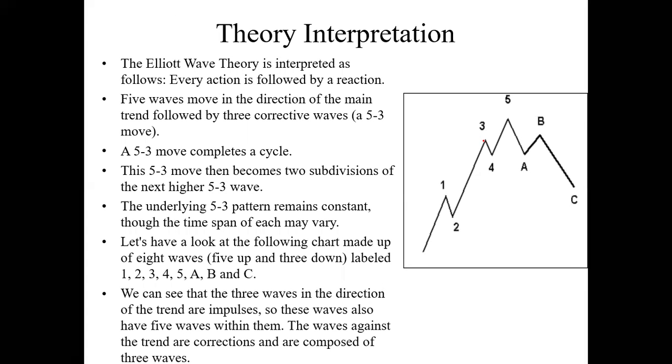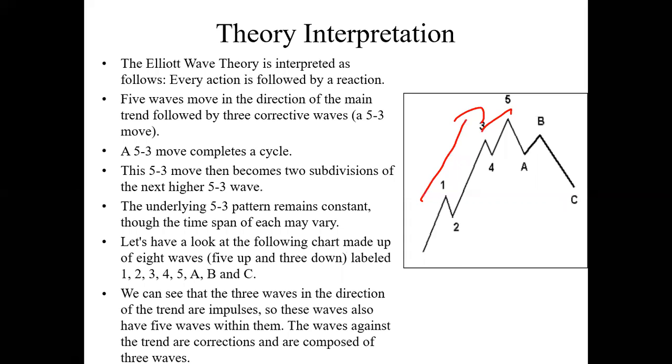In theory interpretation, we have seen 1, 2, 3, 4, 5, then A, B, C. So he interpreted it in this way: 5 waves move in the direction of the main trend, followed by 3 corrective waves. That is a 5-3 move. And a 5-3 move completes a cycle. So here, it's a cycle completion. This 5-3 move then becomes two subdivisions of the next higher 5-3 wave. The underlying 5-3 pattern remains constant, though the time span of each may vary.